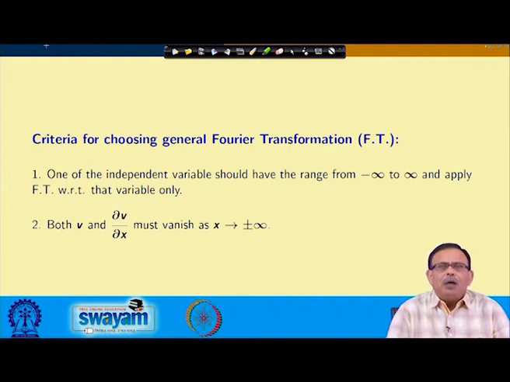Number one, you have to check: I have two independent variables in general for a second order PDE. Out of them, at least one independent variable must vary from minus infinity to plus infinity. Then only can I apply the Fourier transform with respect to that variable. Point number two, both the functions v and del v del x must vanish as x approaches plus infinity or minus infinity. Please note this. If these two conditions are not satisfied, I cannot use the Fourier transform.